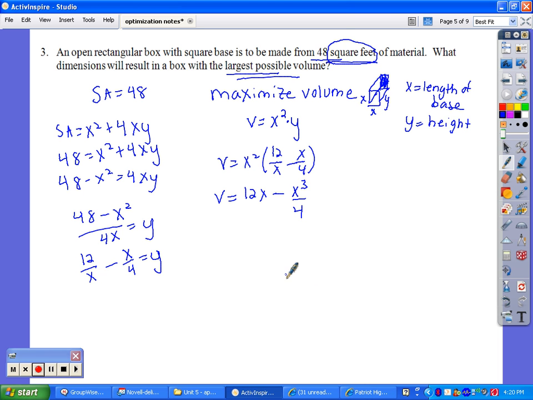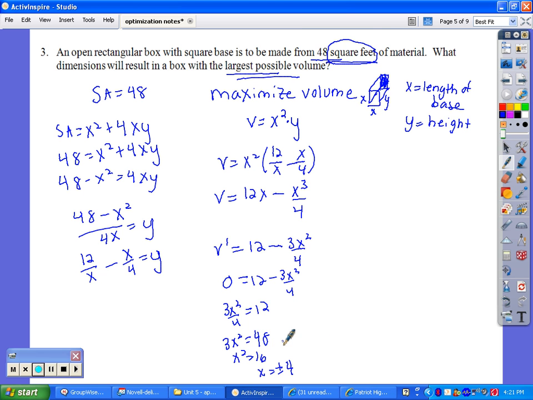And once you get that, this problem should be easy. We just take the derivative to find the critical point. So I have 12 minus 3x squared over 4. I'm going to set that equal to 0 to find my critical points. So I have 3x squared over 4 is equal to 12. I'm going to multiply by 4. So I have 3x squared is equal to 48. I'm going to divide by 3. So I get x squared is equal to 16, and then x is equal to plus or minus 4.